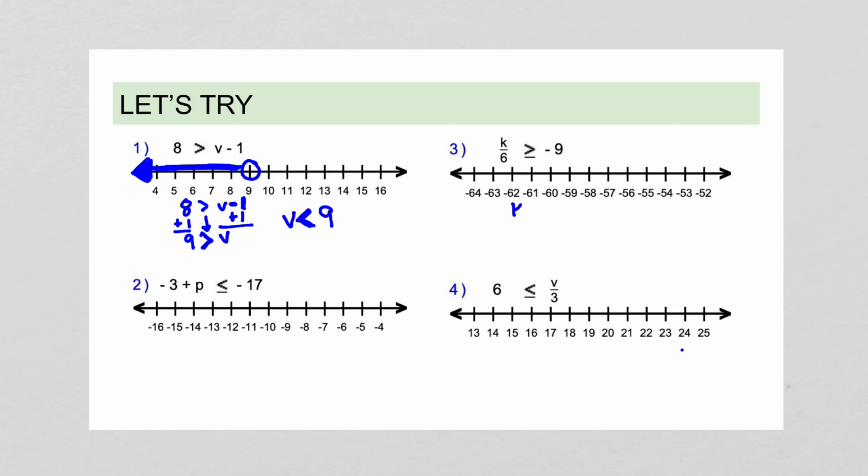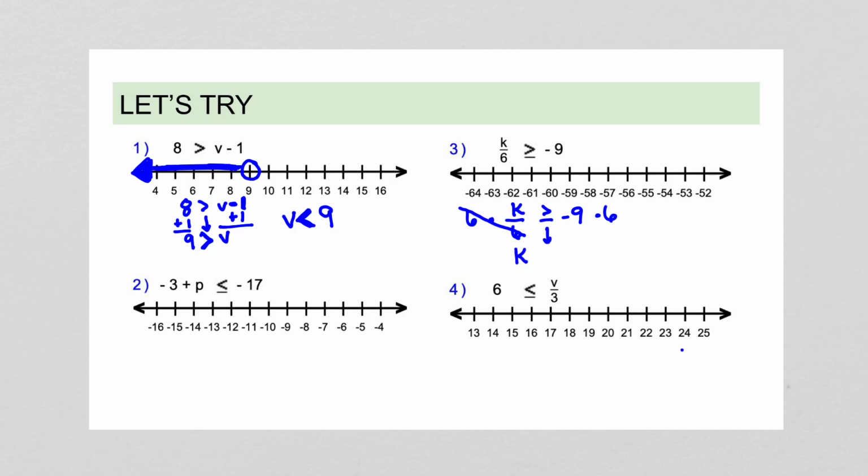So if I've got k divided by 6 is greater than or equal to -9, then I know the opposite or the inverse of divide by 6 is just times 6. So I'm going to times both sides by 6. Now on the left side, the 6's turn into 1's because 6 divided by 6 is 1. So they basically cancel each other out, but you know I don't love that word. They eliminate each other, leaving me with just k on this side.